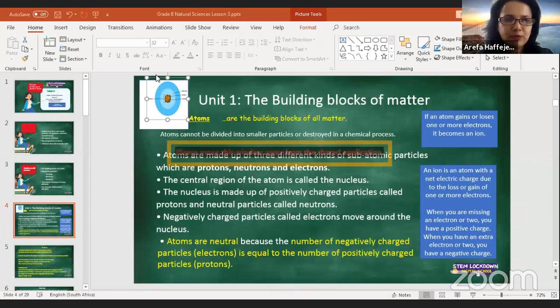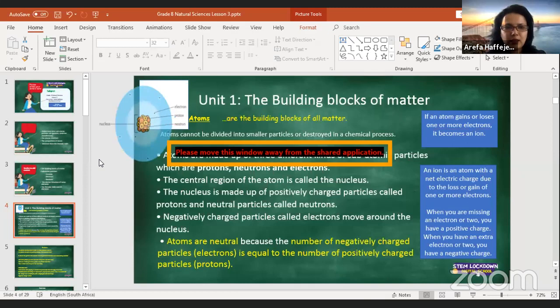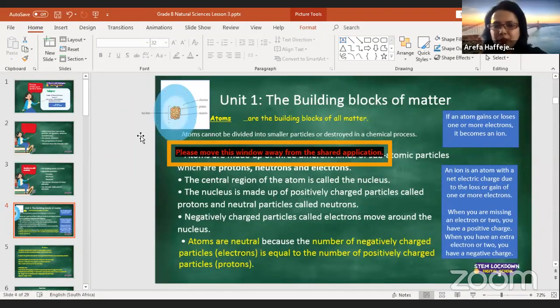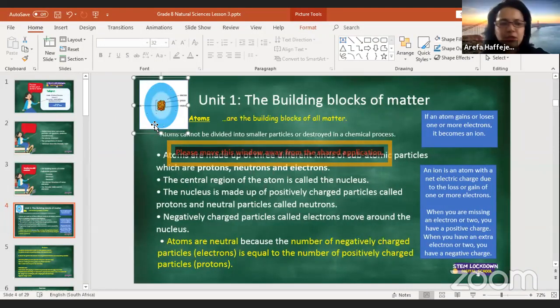And hello everybody, for those of you that joined a little bit late. Okay, so a nucleus, as I was saying, is embedded in the protons and the neutrons. You can go to chat and type in your question and I'd be able to answer it, okay?